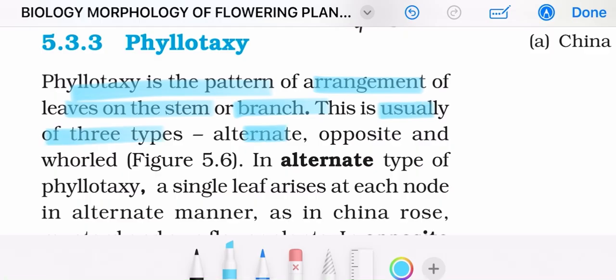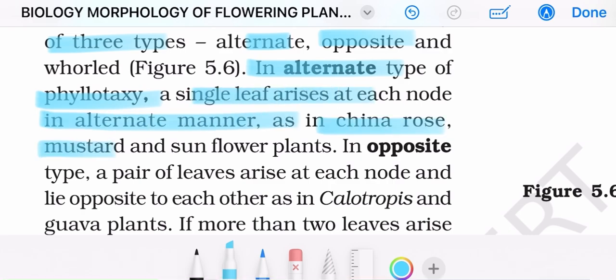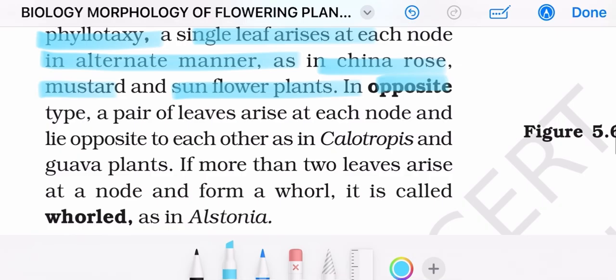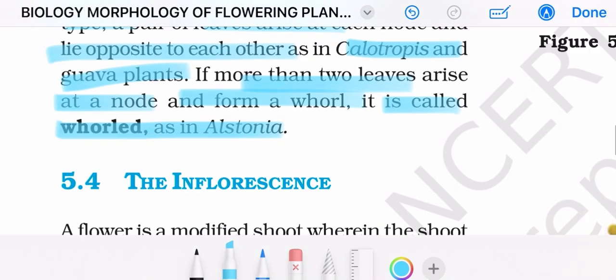This is usually of three types: alternate, opposite, and whorled. In the alternate type of phyllotaxy, a single leaf arises at the node in an alternate manner, as in China rose, mustard, and sunflower plants. In the opposite type, a pair of leaves arise at each node and lie opposite to each other, as in Calotropis and guava plant. If more than two leaves arise at a node and form a whorl, it is whorled, as in Alstonia.